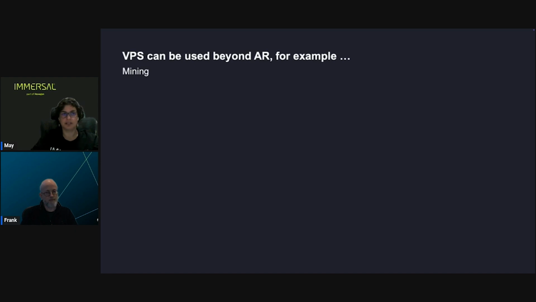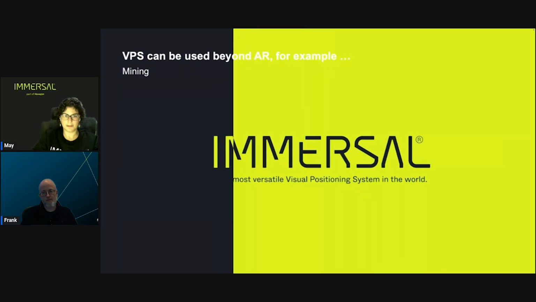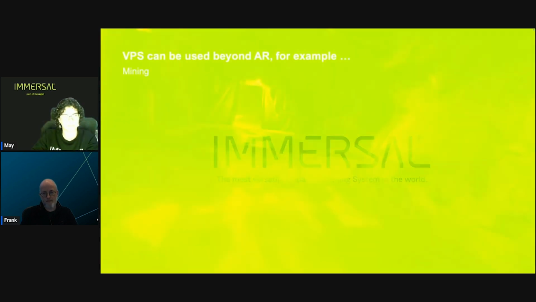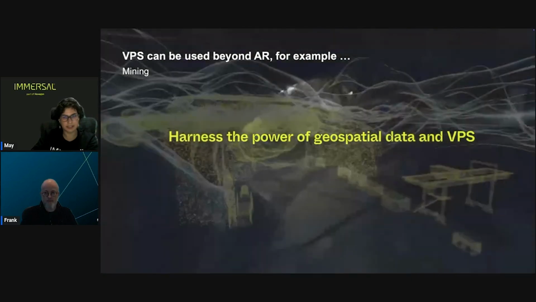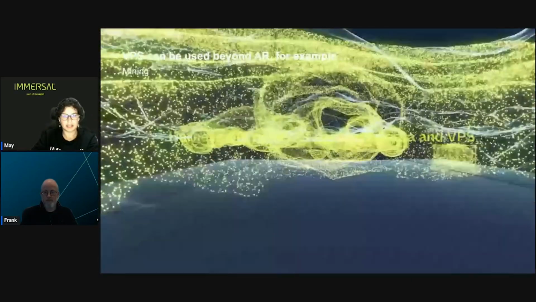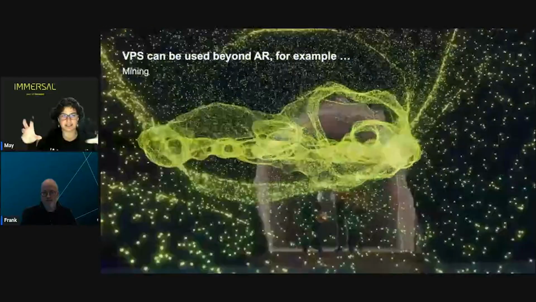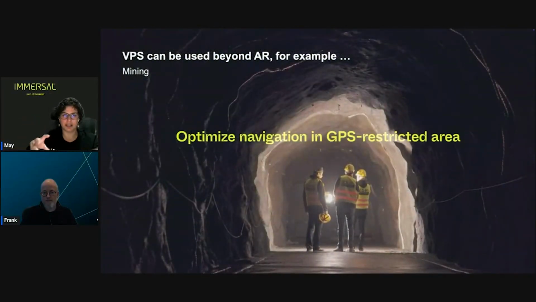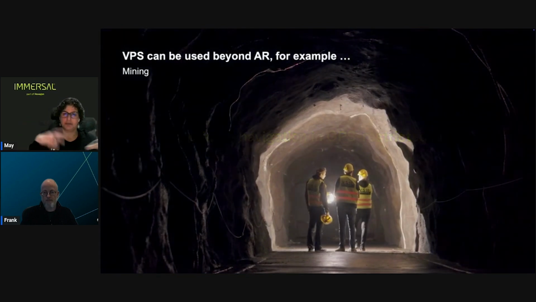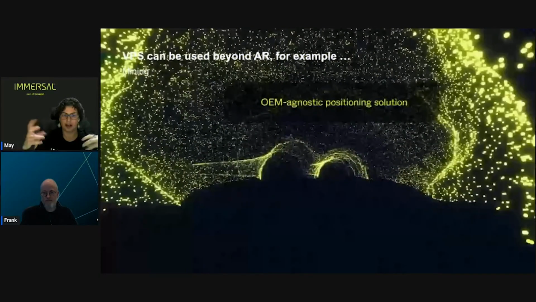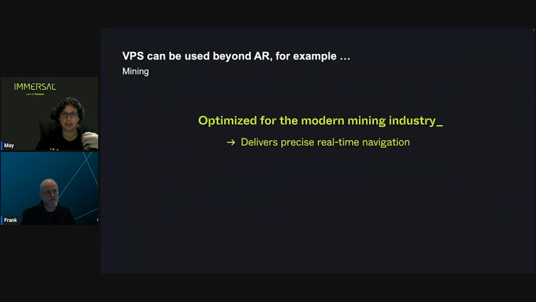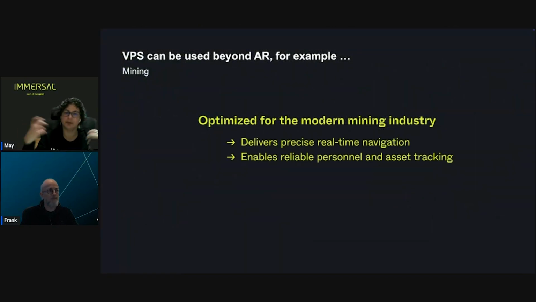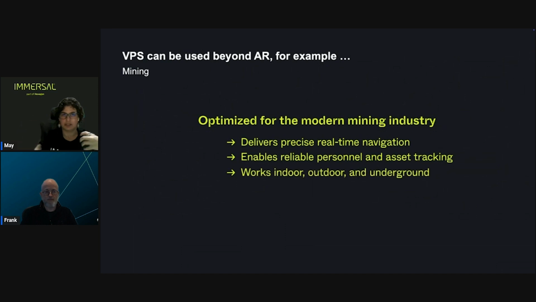Well, Frank also mentioned that VPS can be used beyond AR, and here is an example for mining. So this is one of the mines where we have run a couple of tests. So we were able to map that, and you can see these are the tunnels of the mine. They are not the same shape, they are quite tricky, but we have improved our technology to be able to localize even in this kind of challenging environment. So we provide precise real-time information.